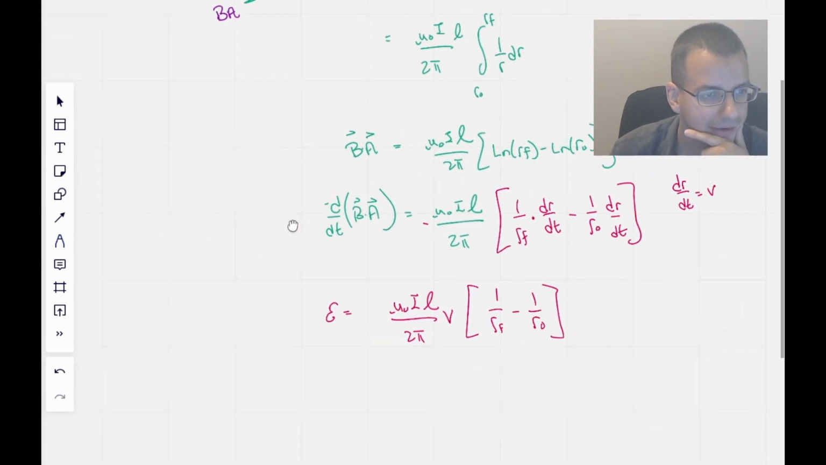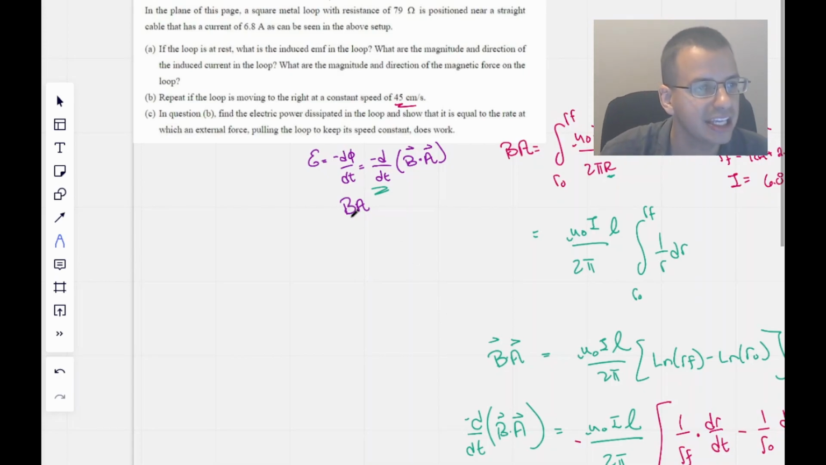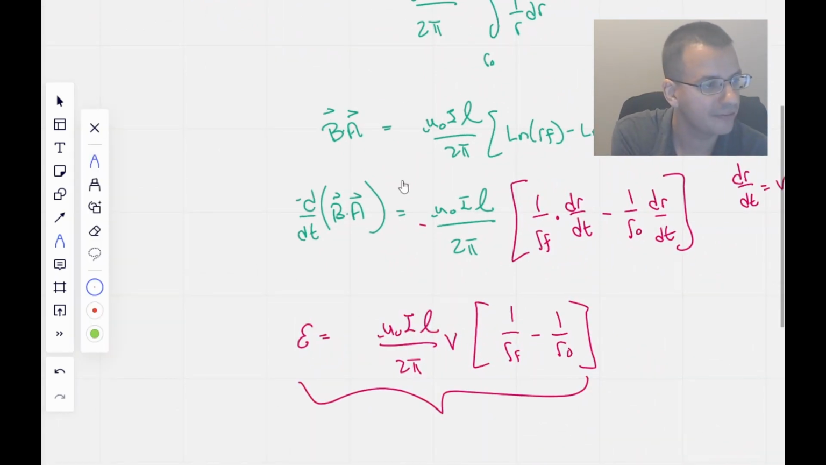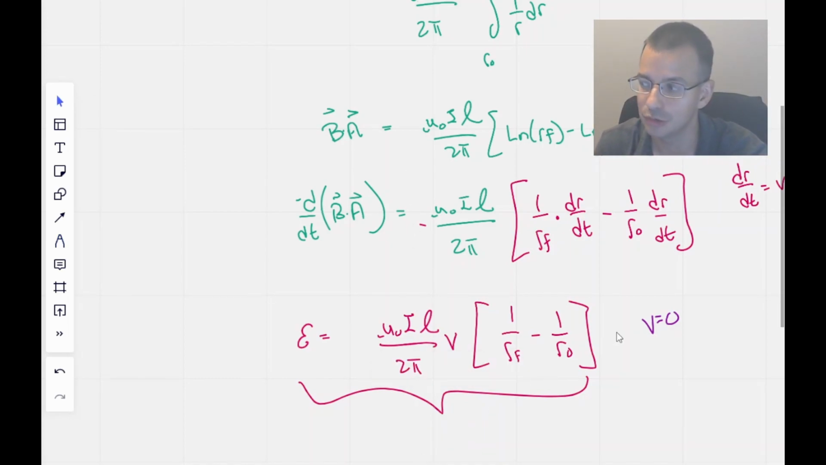So our EMF, repeat, if the loop is moving to the right at constant speed, and so on. What is the induced EMF of the loop if the loop is at rest? So the EMF of the loop is going to be this right here. And if it's at rest, then v equals 0. This whole thing just equals 0. So part 1, trick question, 0.